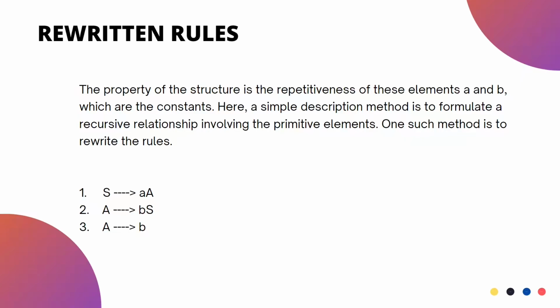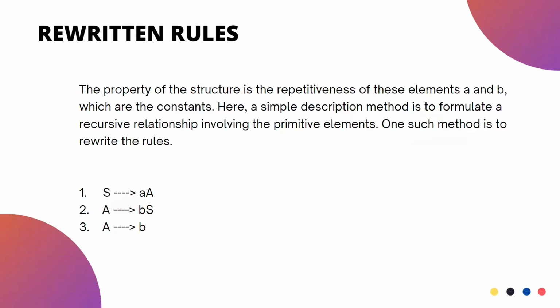The first rule is capital S should be replaced with small a and capital A. The second rule is capital A should be replaced with small b and capital S. The third and final rule is capital A should be replaced with small b, where capital A and capital S are the variables and the elements a and b are the constants which correspond to the primitives which we just defined.